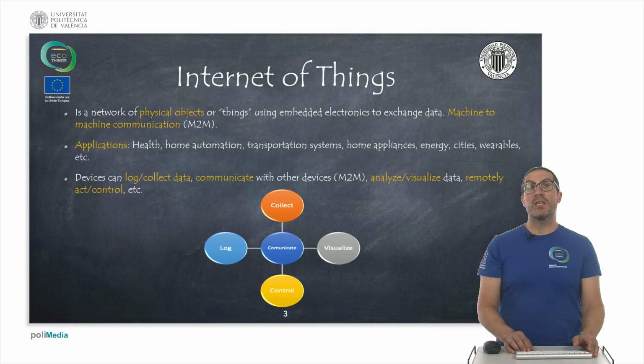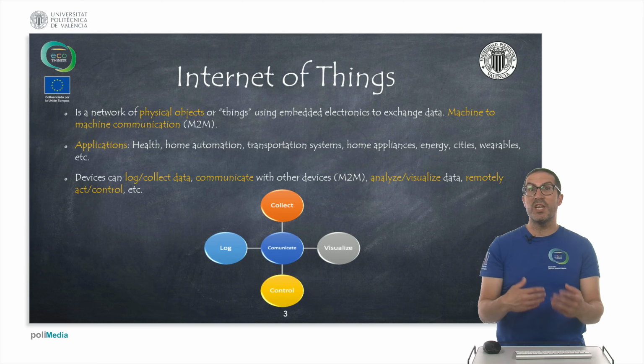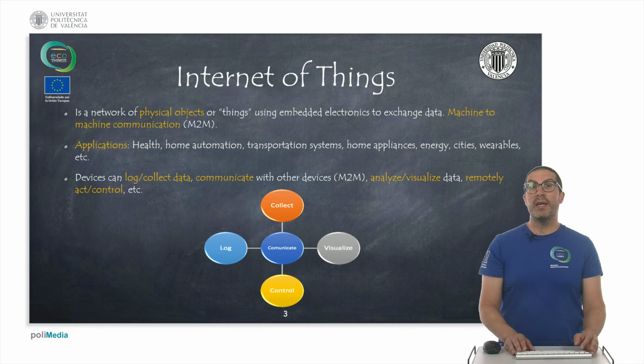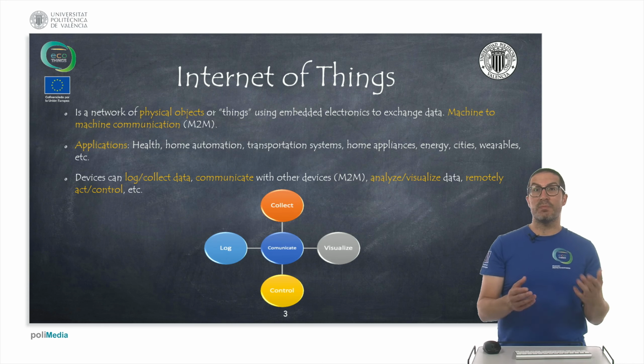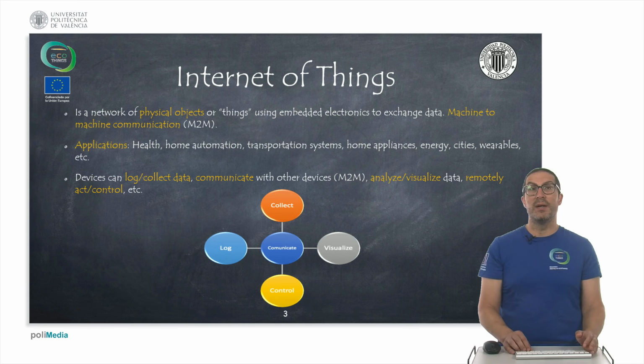So the Internet of Things is a network of physical objects, or what we call things, that are using embedded electronics to exchange data. It's also known as machine-to-machine communication, and it's been applied to many markets and areas such as health, automation, transportation systems, home appliances, energy, smart cities, wearables, etc.